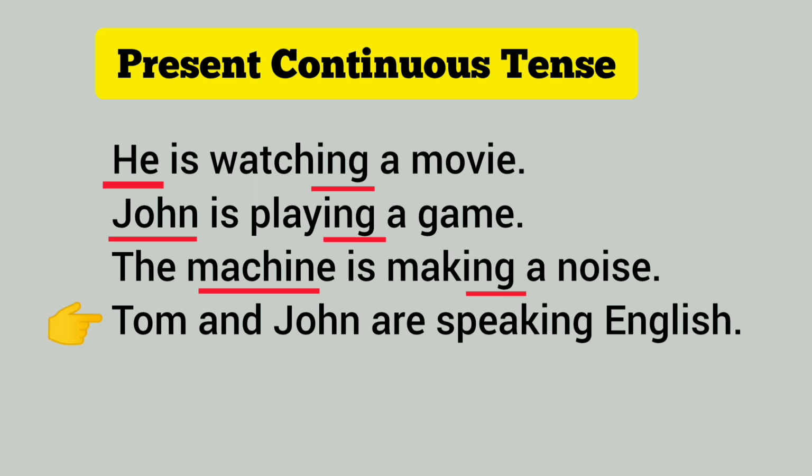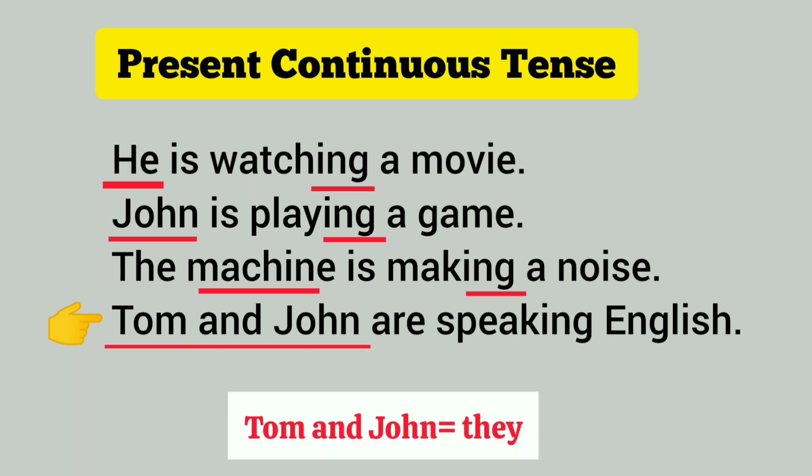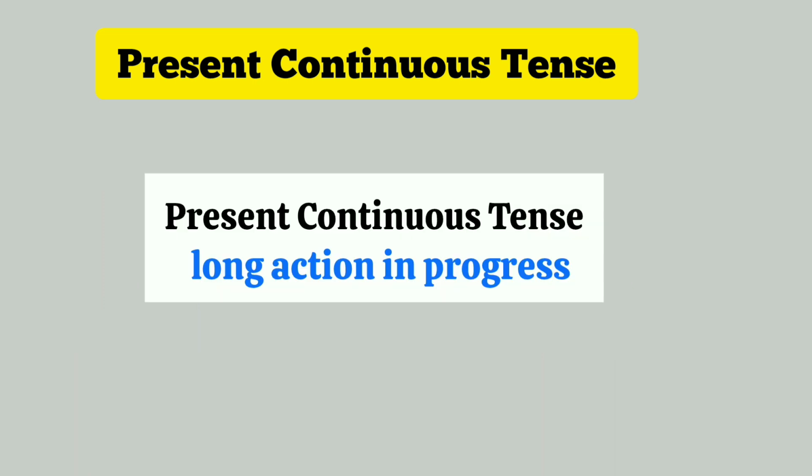And finally, Tom and John are speaking English. So here you must have noticed that we are talking about two subjects, Tom and John, and they are more than one. So what will be the subject pronoun? It will be they. Therefore, we are using are. Tom and John are speaking English. Now let us move to the next usage.